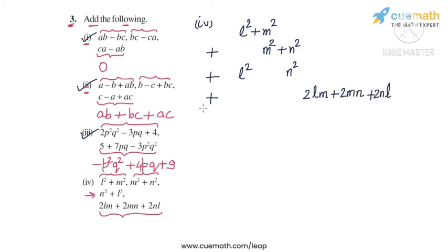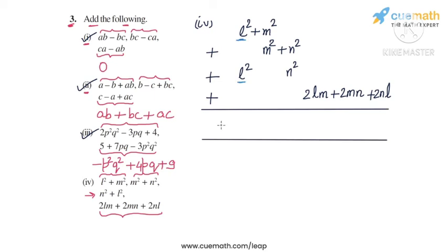Okay, and now it's easy to add all the 4 expressions by simply adding the like terms. So we have L square plus L square, that's 2L square. Then we have M square and M square will give us 2M square. Then we have N square and N square will give us 2N square. Then we have 2LM, so we write 2LM. Then we have 2MN, so this is also part of the answer, and then we have 2NL, so we write 2NL.